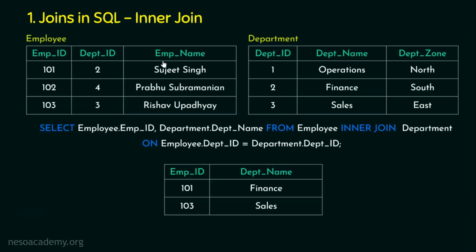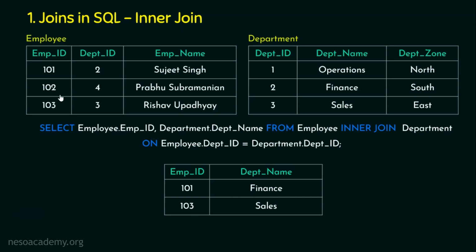In case we want the employee name and department zone as well, you can add those columns here by simply giving a comma, employee.employee_name, comma, department.department_zone. This is as per our requirement. We can extend the number of columns. I hope inner join is clear to you. As we are now clear with this inner join, I will start explaining the other joins easily.